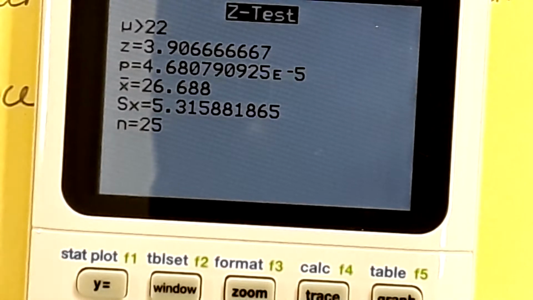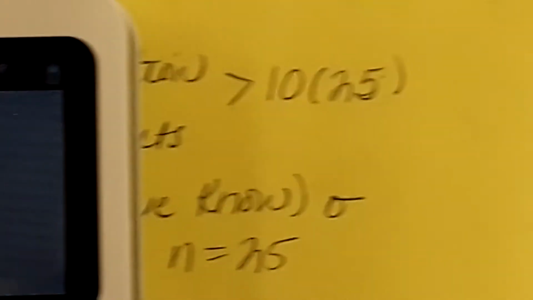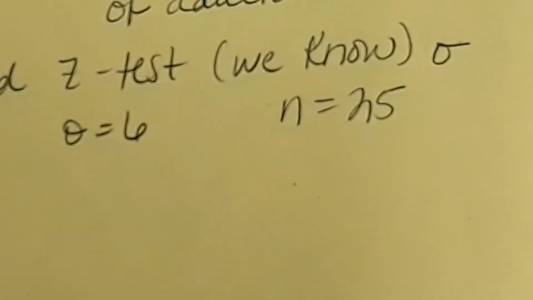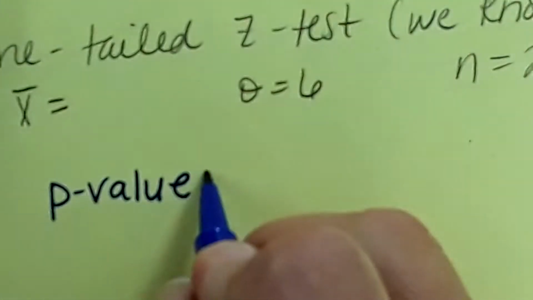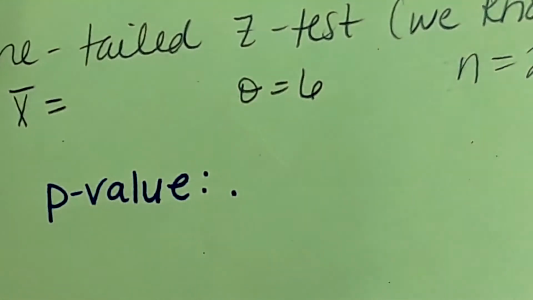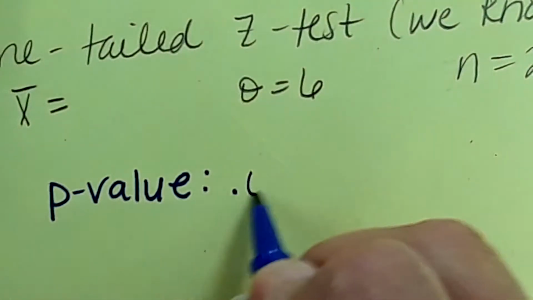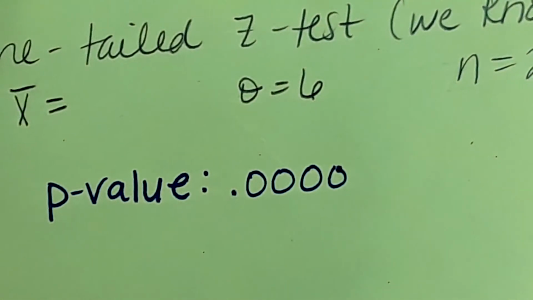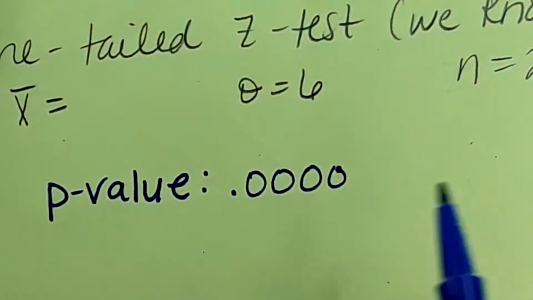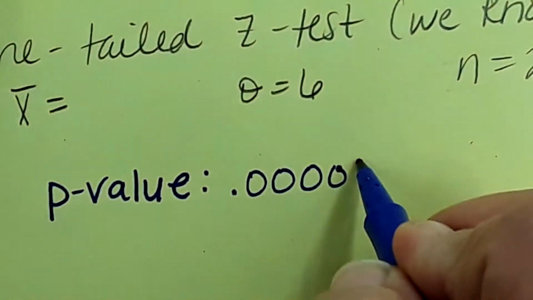So let me show you again how you would write that p-value. My p-value is 10 to the -5, right? So that means you have 1, 2, 3, 4 zeros, and then it's going to be 5.